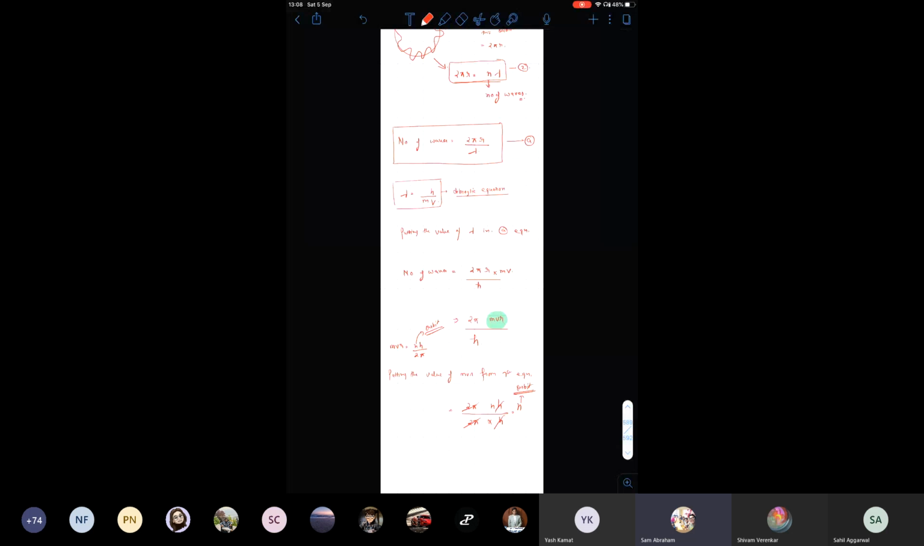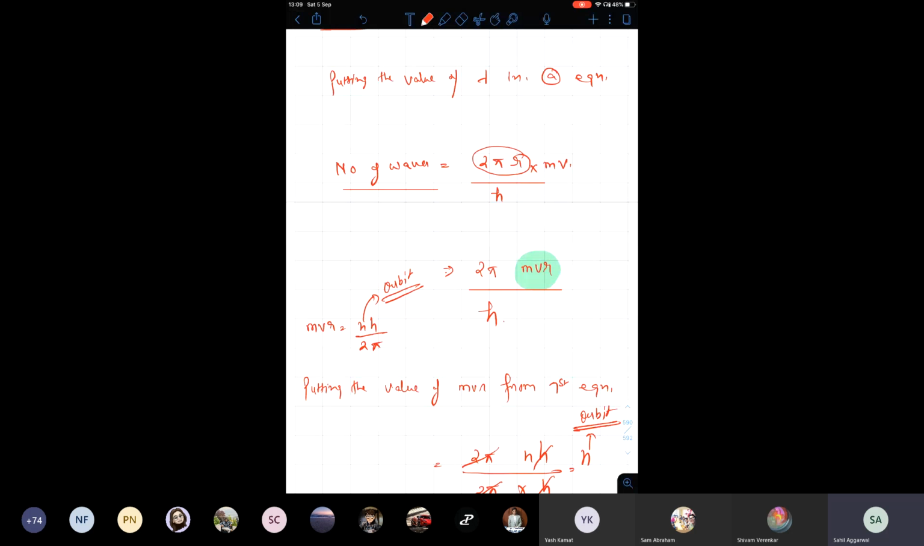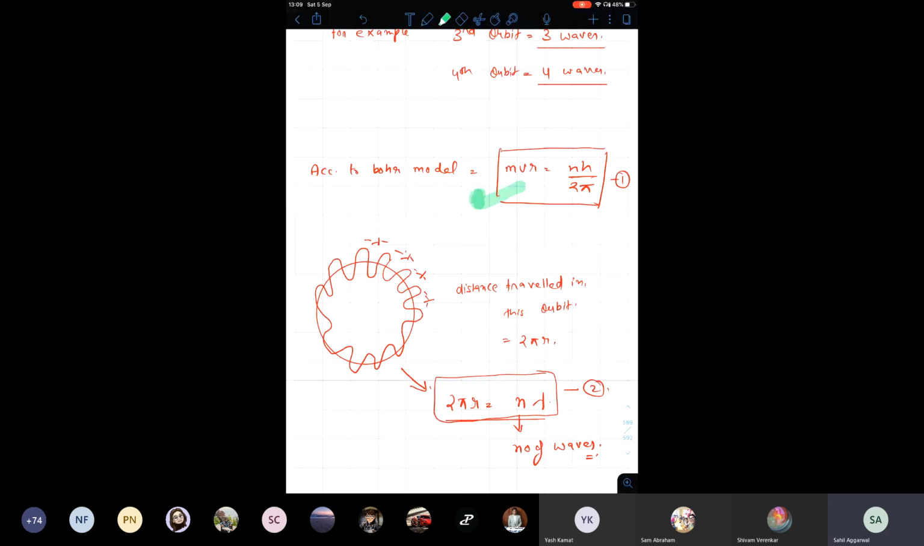So can you explain again the last part? Last part. See, the number of waves is 2 pi r into h upon mv. I have kept the value of lambda. Then I split them. This becomes mvr, and this is 2 pi. So I kept mvr separately. MVR is equal to nh upon 2 pi from the Bohr model.